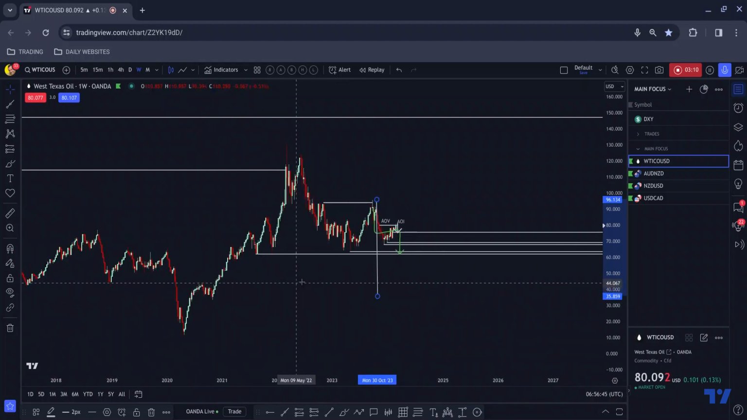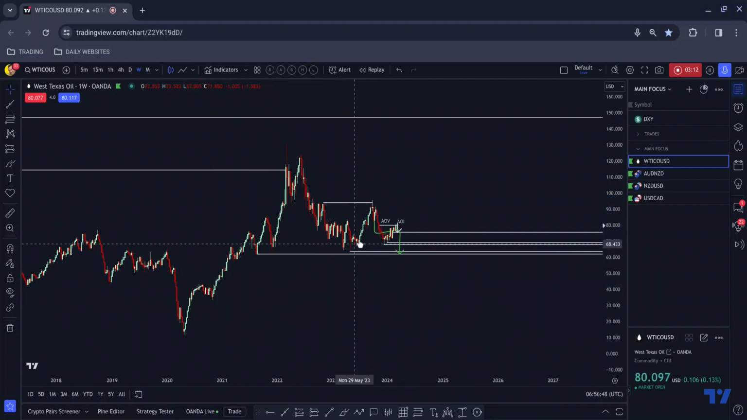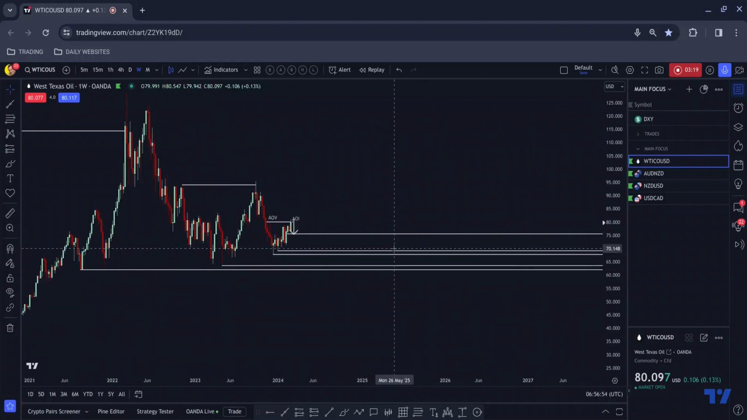Whether we're going to that low remains to be seen, but what we certainly can be capitalizing on is this slightly lower time frame move. Okay, you can see even on the weekly chart that we have moved up to this area in a non-progressive way, suggesting a more impulsive wave to the downside.